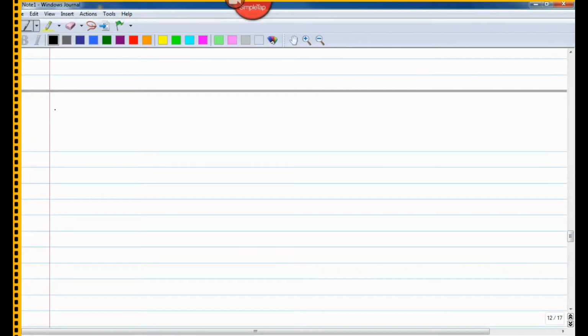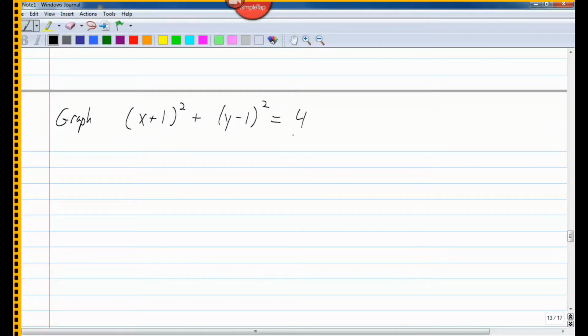So let's say that we wanted to graph this equation. (x + 1) squared plus (y - 1) squared equals 4. The first thing we need to know is what is the center. That's going to be the point negative 1, positive 1. And what is the radius? That's going to be equal to the square root of 4, which is 2. So if we want to sketch one of these, or graph one of these, here's what we need to do.